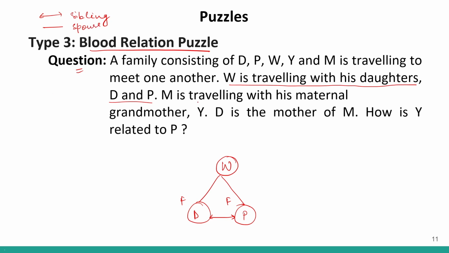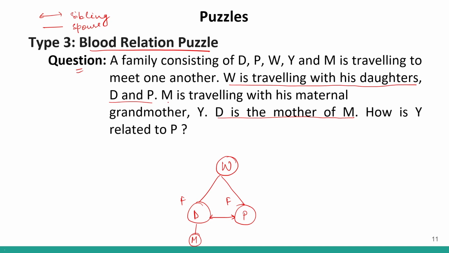Okay? M is traveling with his maternal grandmother Y. So let us hold this information. M is traveling with his maternal grandmother Y. D is the mother of M. Okay, so D is the mother of M. That means D has a child, correct? D is the mother of M. But M's gender we do not know.